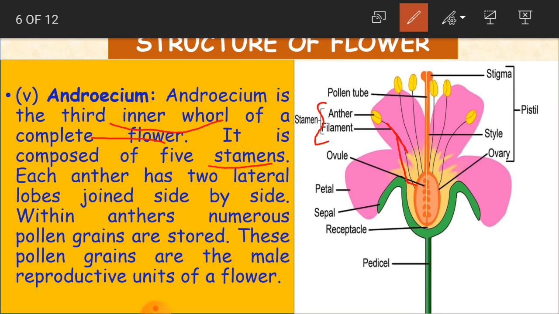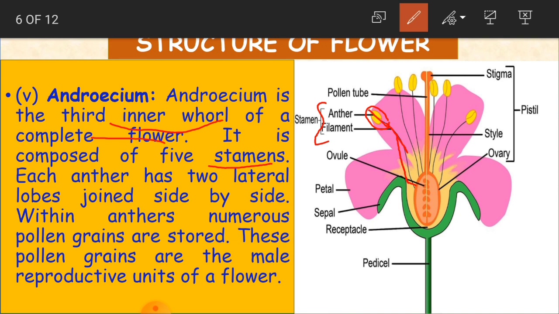If you see here, children, this part is divided into 2. I mean, we cannot see the division, but you can see a small mark like it as 2. There are 2 lateral lobes joined side by side. And what are lobes? Something like a hanging part. And each anther, as we said, has got 2 lateral lobes.